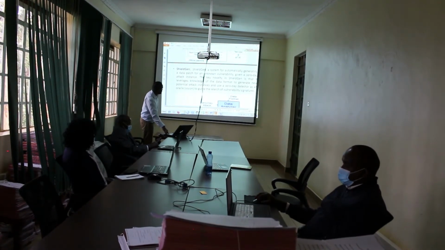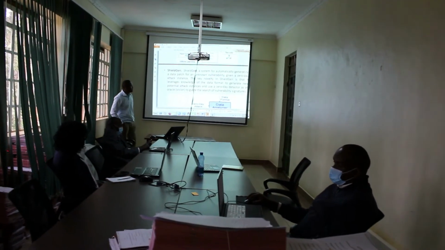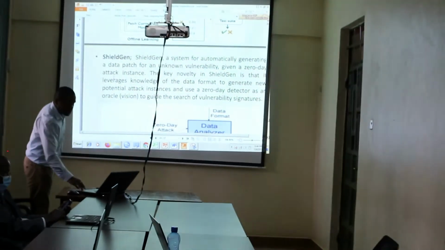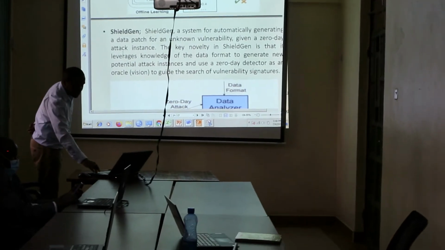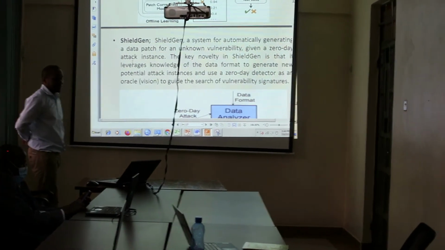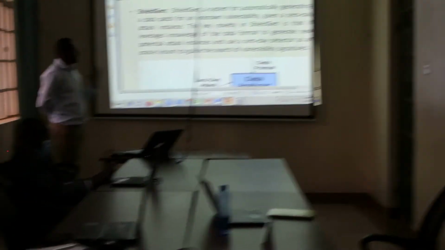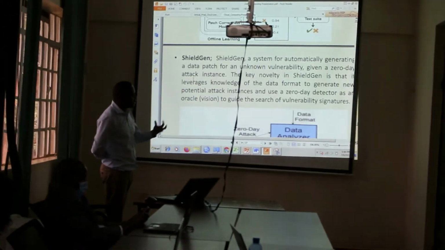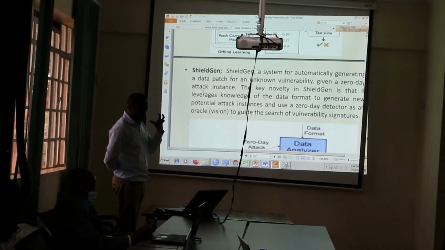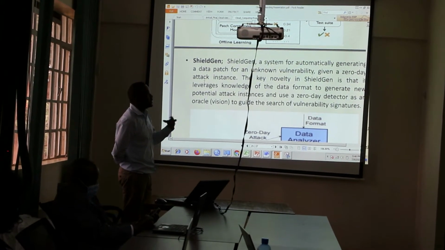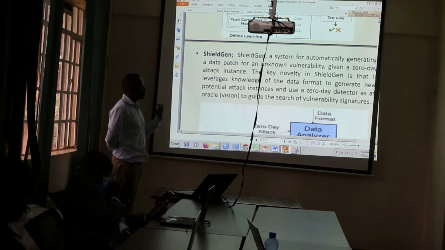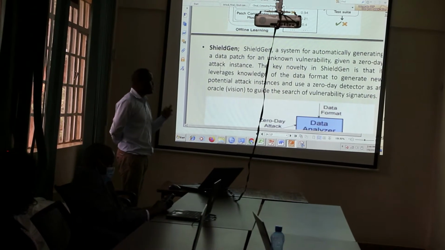The other one is shield generation, or ShieldGen. It is a system for automatically generating a data patch for a known vulnerability, given a zero-day attack instance. A zero-day attack is where, if you're attacking a system, you first identify the vulnerabilities, then you give yourself some time, and after a few days you initiate the full attack. So we call it a zero-day attack because you have to identify those vulnerabilities first.